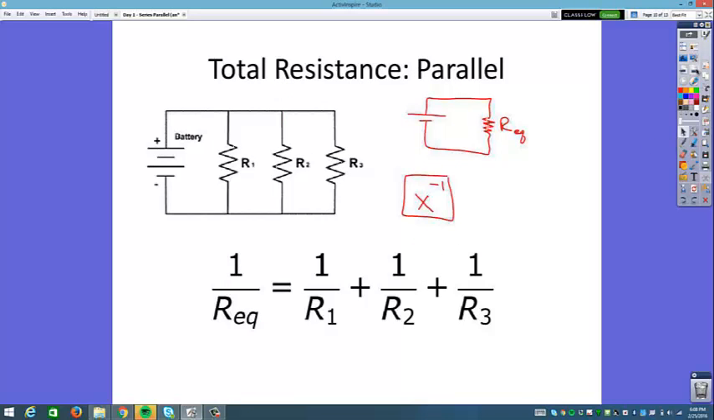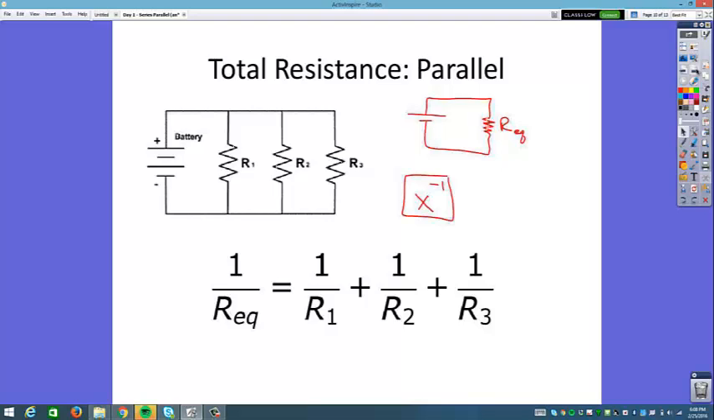Okay, now to find your total resistance, or your R equivalent, in a parallel circuit, it's a little bit different. The equation is 1 over Req equals 1 over R1 plus 1 over R2 plus 1 over R3. So really you're going to be taking your value x to the negative first power. So with all of your answers, you're always going to make sure you invert it at the end.